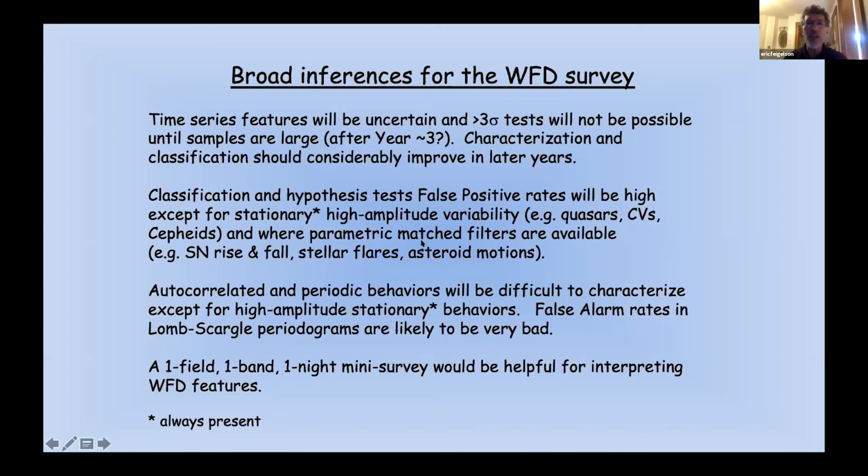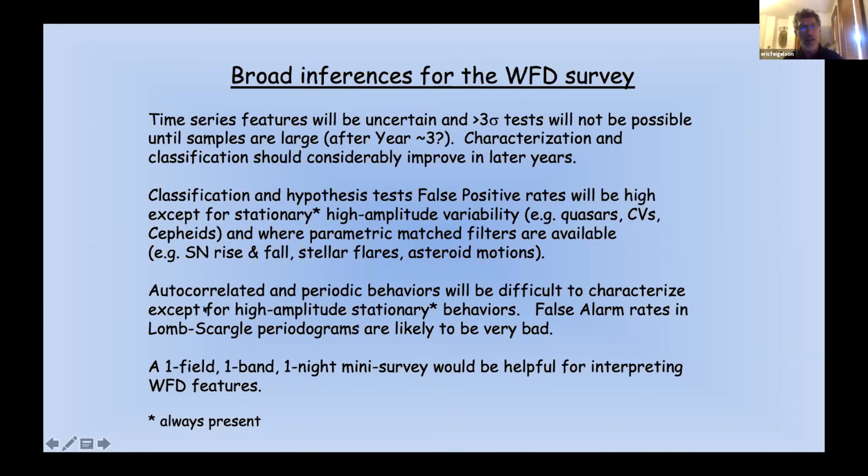And also when you have something that you can use a match filter on, for instance, a supernova rise and fall, a stellar flare with what's nicknamed a FRED, fast rise exponential decay, or asteroid motions. When you know something and you have a parametric model, everything improves, and that definitely helps things a lot.